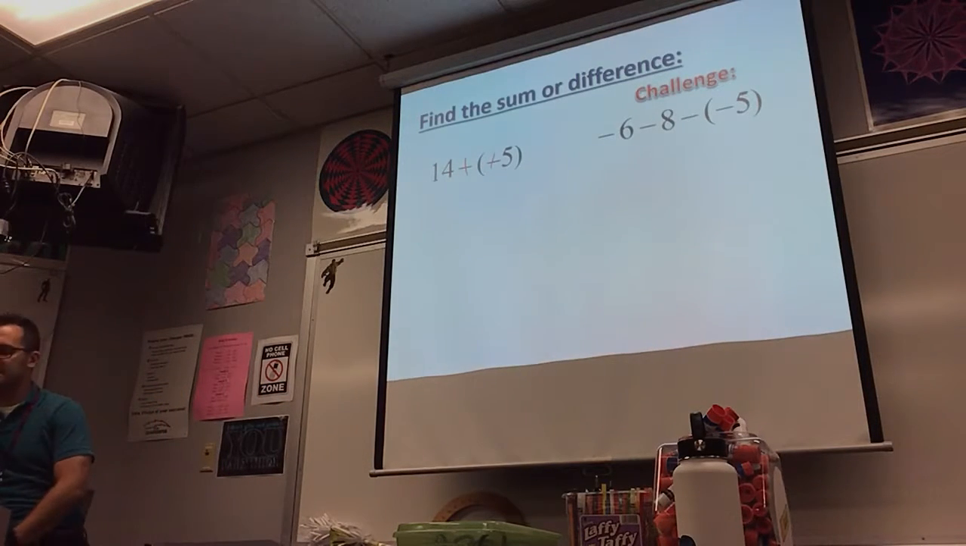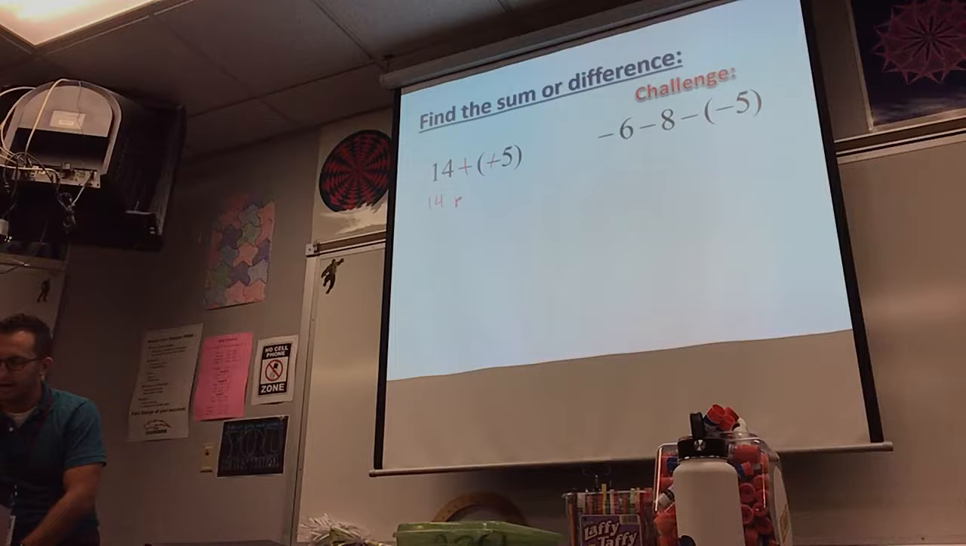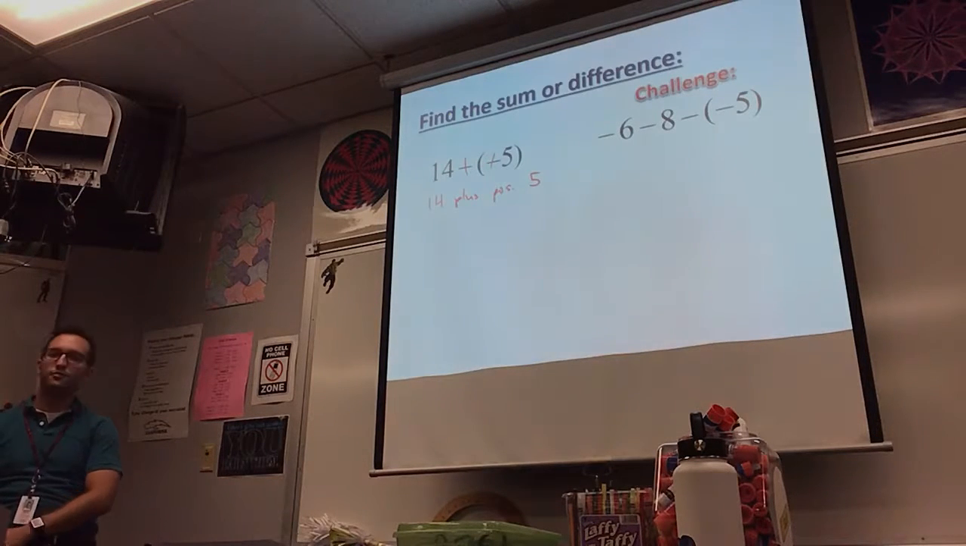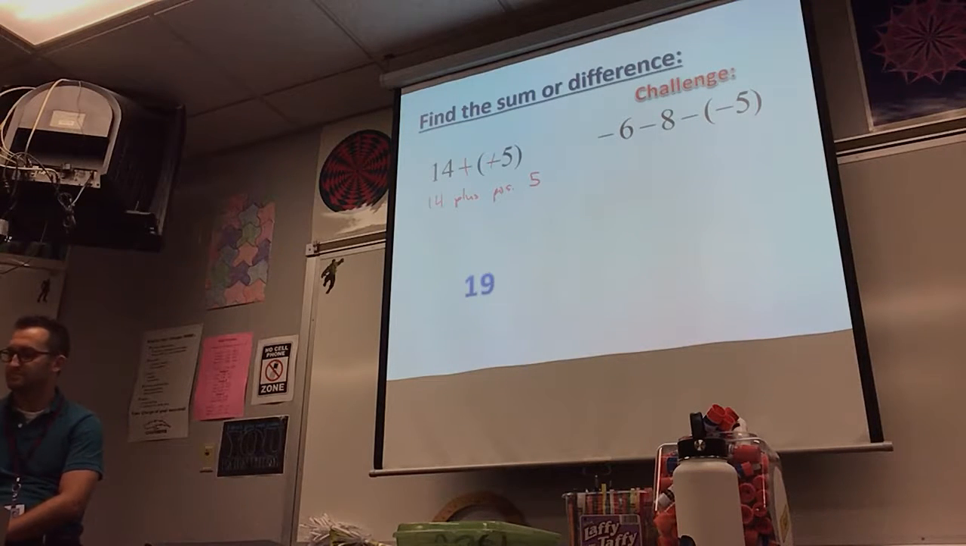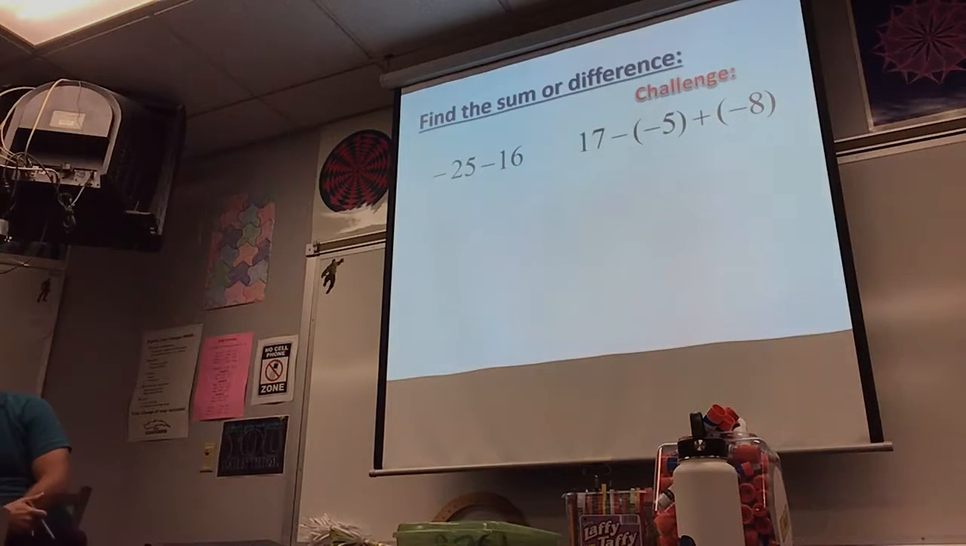So what does this say now? This says 14 plus positive 5. Well, that's nice. I can do 14 plus positive 5 in my head, can't I? 19. And of course, we're not doing the challenge. There's too many negatives.